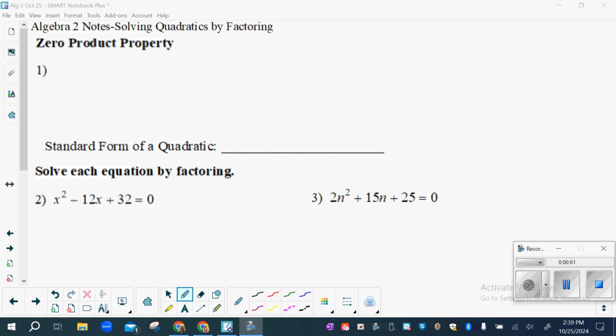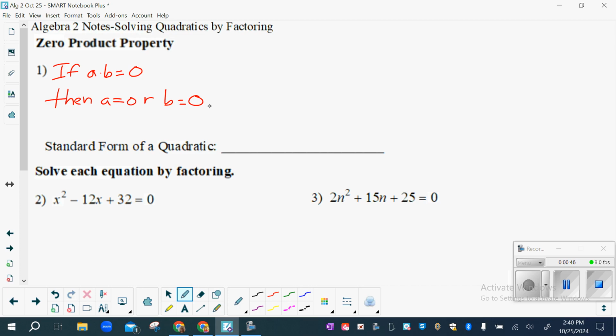Okay, zero product property. Anybody remember what that is? If you don't, that's okay. I had one student so far remember it in my classes, because you would have seen it in Algebra 1. It's if A times B equals 0, what must be the case about A and B? Then A equals 0 or B equals 0. So A or B could be 0 because we get an answer of 0. Does that make sense? So we're going to use that today.